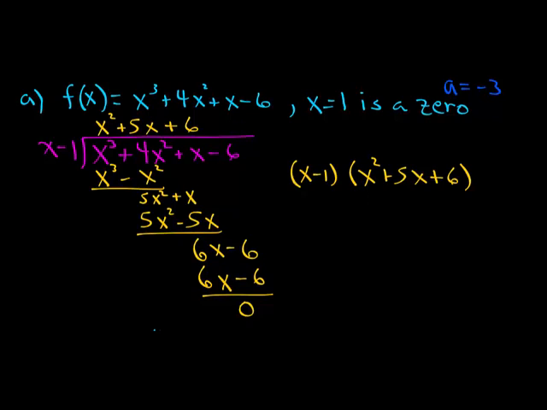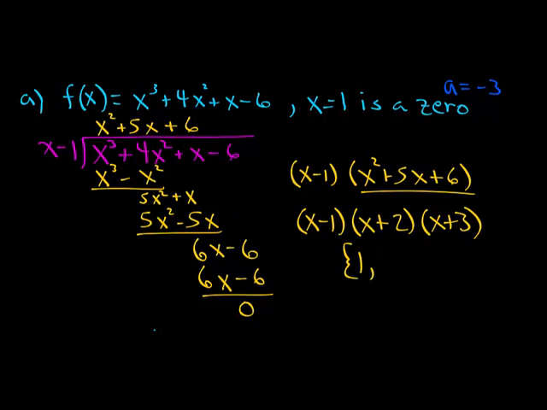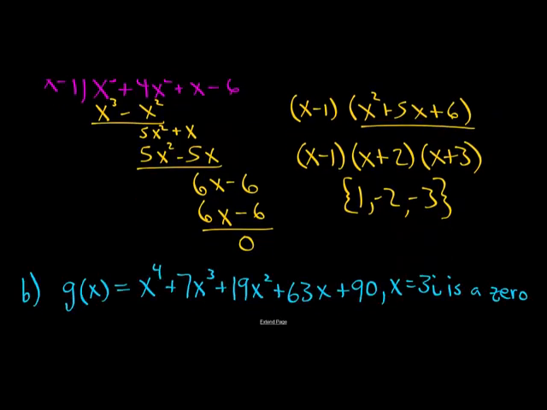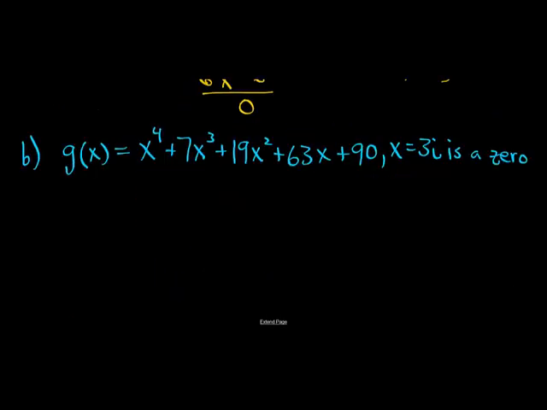But I notice that this here will factor a little more. So what I've got is x minus 1 times x plus 2 times x plus 3. So it looks like our zeros are 1, negative 2, negative 3. These are the zeros. Okay. Now let's look at this one.